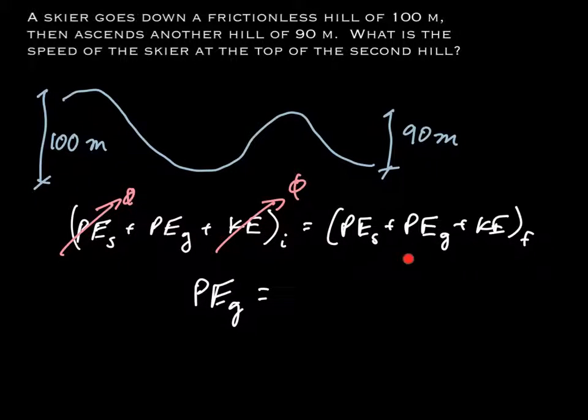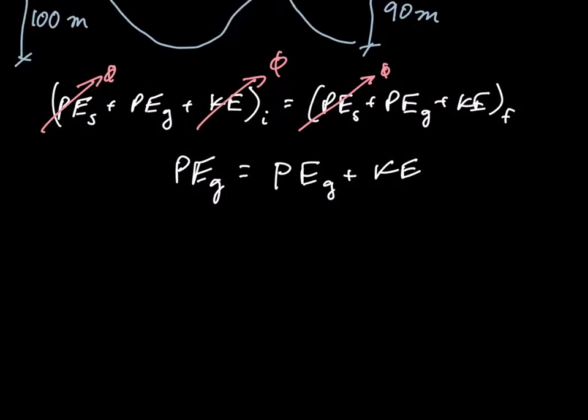Now what about on the right side? What about after, over here? Well, we're back at a height, we're back at this 90 meters, and we know we have to find a speed because this skier is going to be moving now. So the only one that we can get rid of on this right side is elastic potential energy. So our final equation that we're going to use for this problem looks like this. Let me slide down a little bit here.